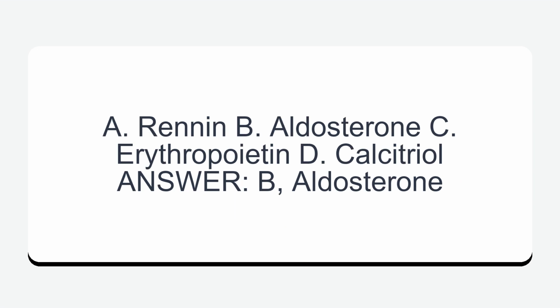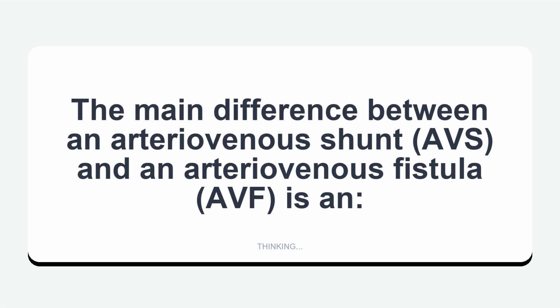All of the following substances are produced by the kidneys except: A. Renin. B. Aldosterone. C. Erythropoietin. D. Calcitriol. Answer: B. Aldosterone.